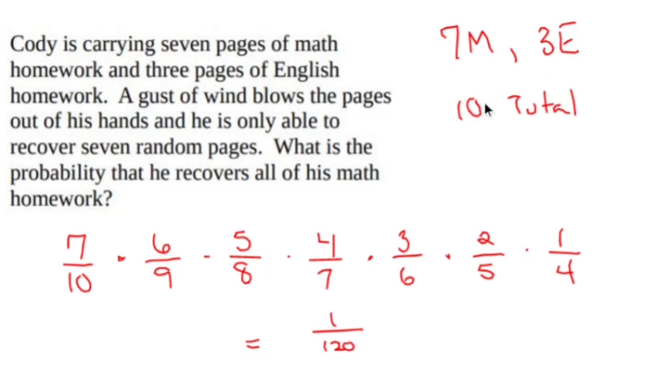Probably not at all. And the probability of me getting only 7 pages of math, even though there's more math than English, is not high at all. It's 1 out of 20. That's less than 1%. That's how you do it.